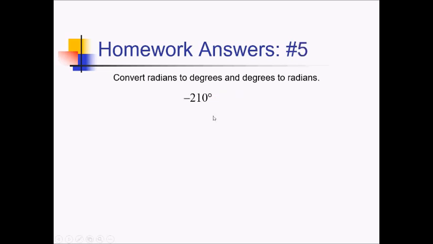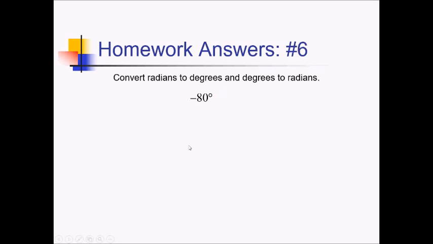For this problem, trying to convert negative 210 degrees into radians, let's multiply that by pi over 180. And I can reduce those now by 30. So that would be negative 7 pi in the numerator over 6.